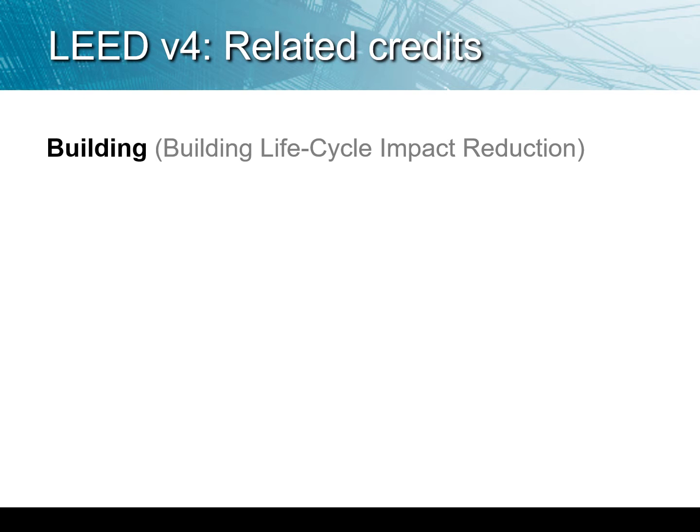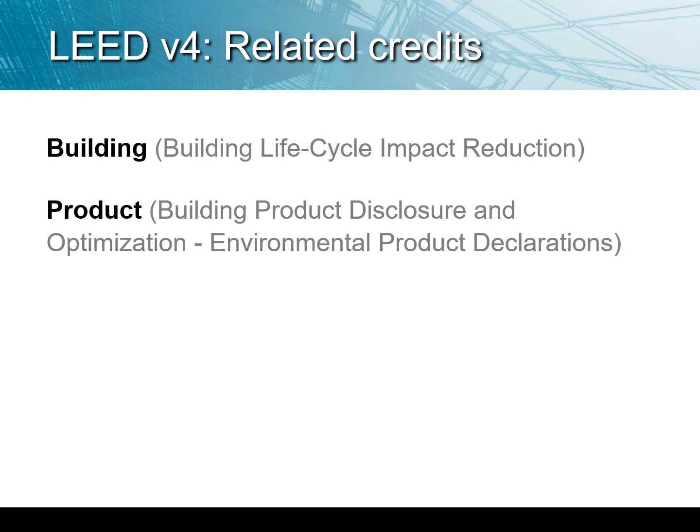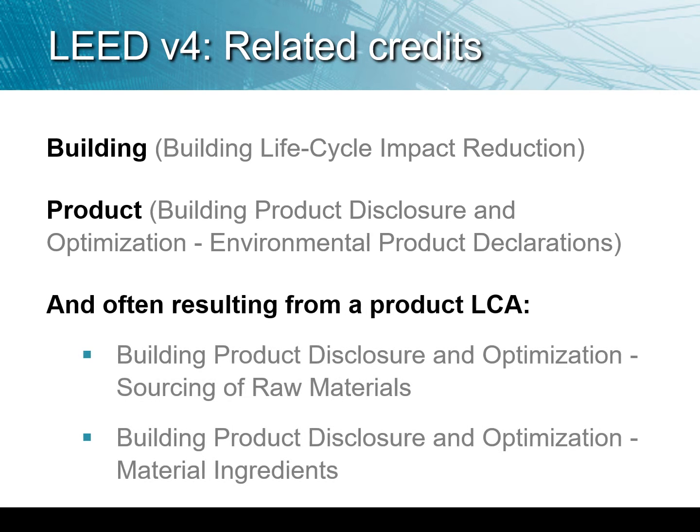Conducting product life cycle assessments can contribute to the LEED version 4 credit Building Product Disclosure and Optimization Environmental Product Declarations. And because LCAs involve collecting background data on the materials used in a project, achievement of two other credits may be assisted by them: the Building Product Disclosure and Optimization credits for sourcing of raw materials and the credit for material ingredients.